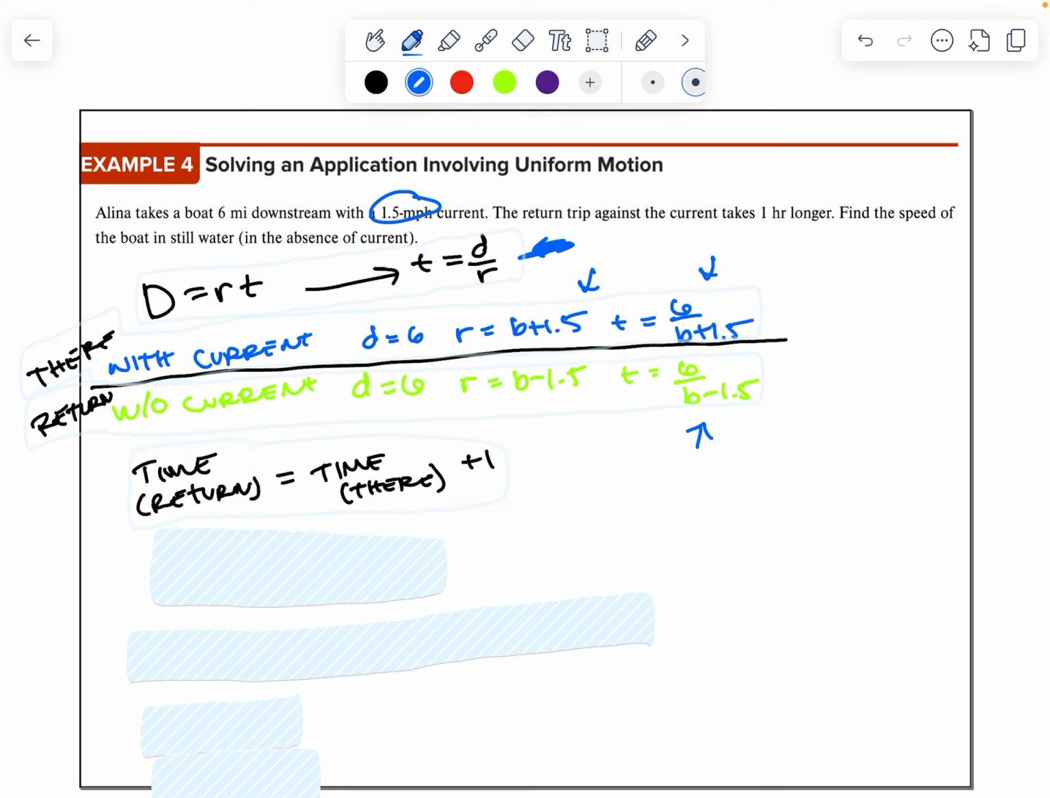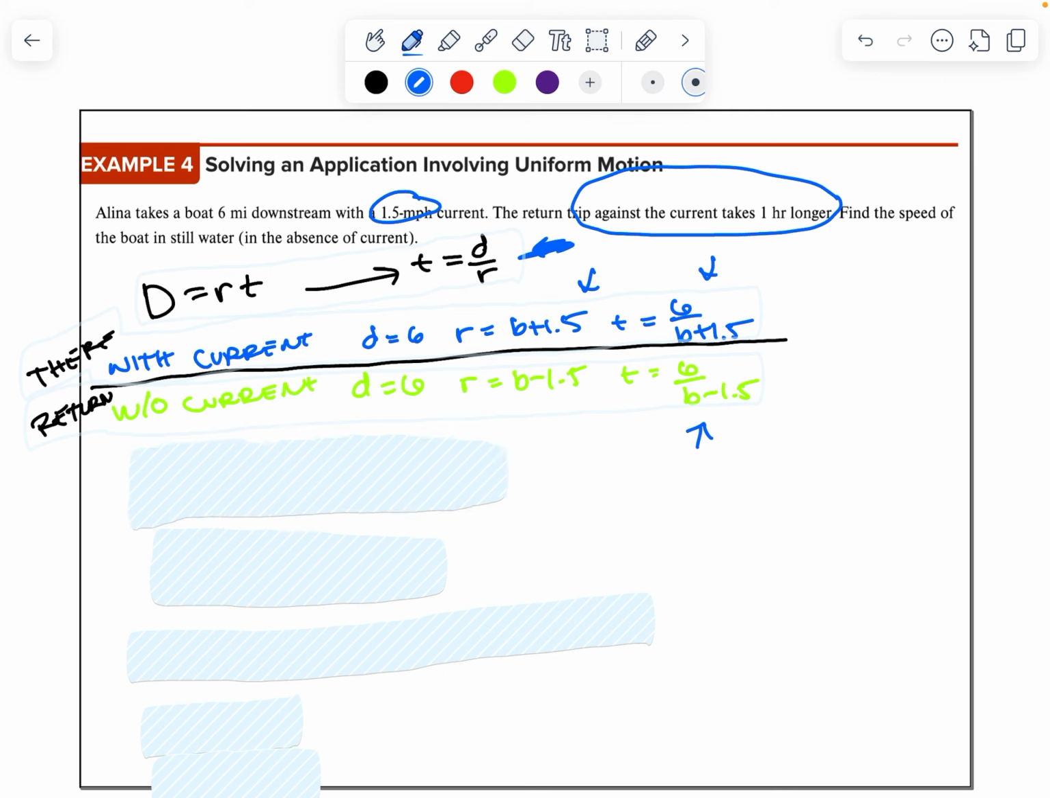All right, our time on the return is equal to our time there plus 1. It says the time on the return trip takes 1 hour longer. That means if this is 5, that has to be 6, right? If this number has to be larger, that's why I'm adding a 1 on this side. If our time there was 5, our time in the return would be 6.